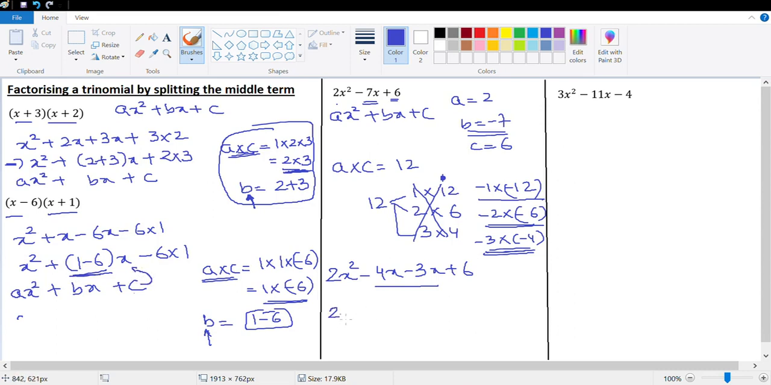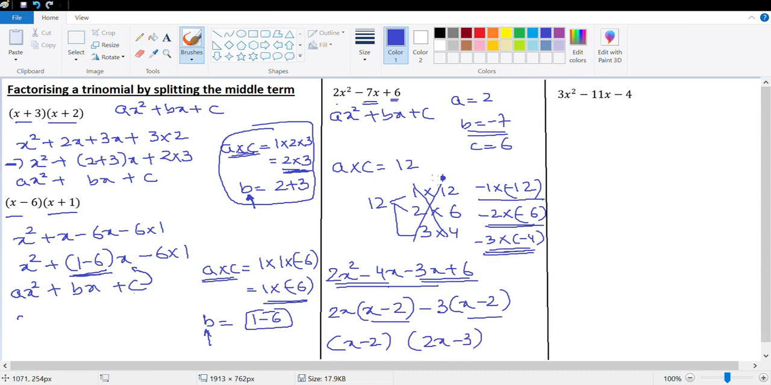So 2x is common between the first two terms. 3 is common between the second two terms. If I take 2x common, what I'm left with is x minus 2. If I take negative 3 common, I'm left with x minus 2. I take x minus 2 common, and what I'm left with is 2x minus 3. So 2x minus 3 times x minus 2 would give us 2x squared minus 7x plus 6. I hope this concept is clear. We've done this in class 8 as well.